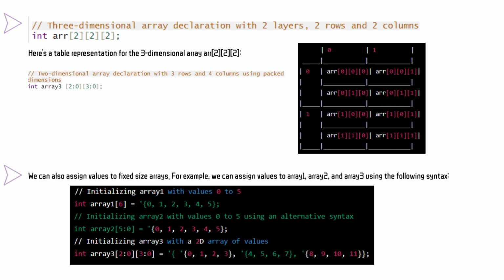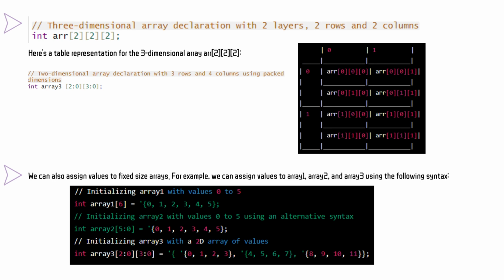The third array, array3, is a two-dimensional array with 3 rows and 4 columns. It is being initialized with a 2D array of values using the curly bracket syntax. Each inner set of curly brackets represents a row, and the outer set of curly brackets represents the entire 2D array. In this case, the first row has values 0 to 3, the second row has values 4 to 7, and the third row has values 8 to 11.